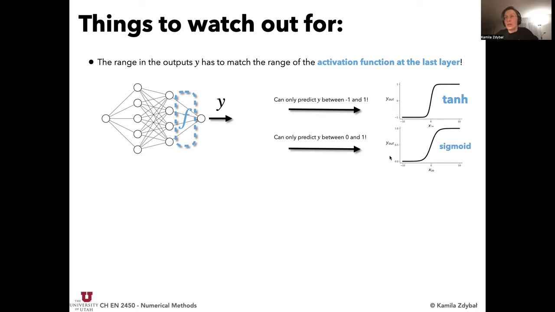And sigmoid, for example, can only predict values between 0 and 1. But a function like a linear activation can predict any value. So if you really don't want to scale your outputs, you might want to use the linear activation at the last layer to have that flexibility in predicting any numerical value.